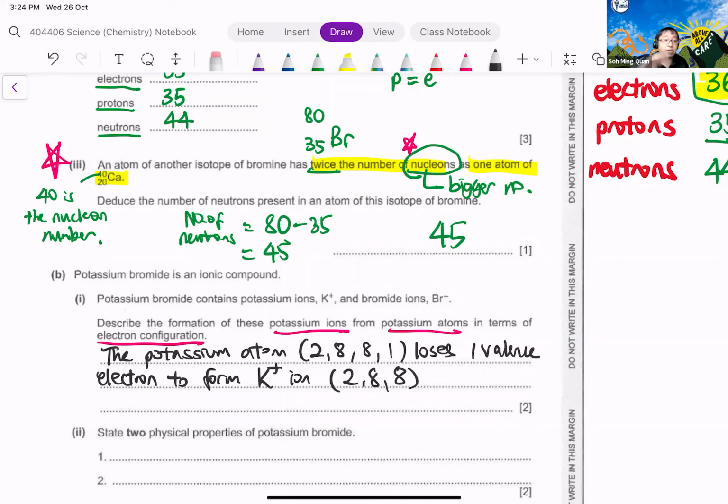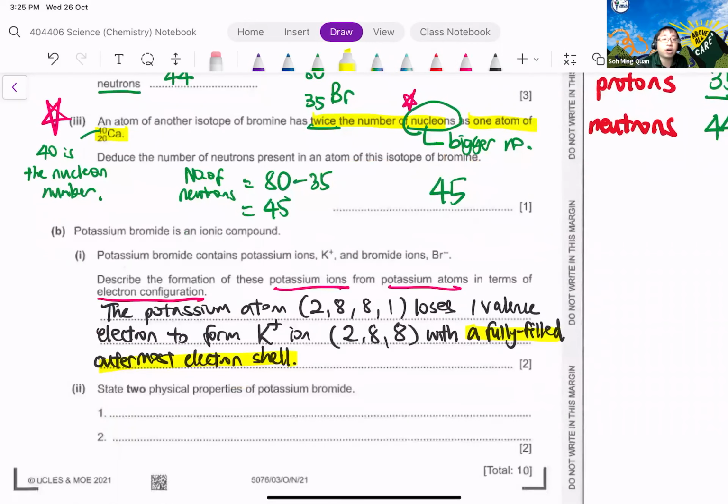right? But that's not the end. You must explain how come it loses 1. Why does it lose 1 valence electron, not 2, not 3? Because the ion will now have a fully filled outermost electron shell. Okay, so this is the purpose. It is to achieve a fully filled outermost electron shell by losing the valence electron.